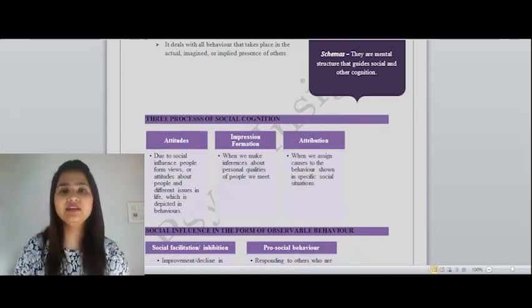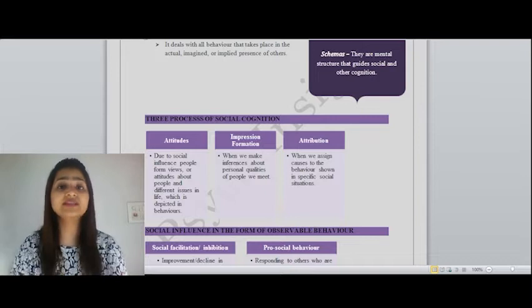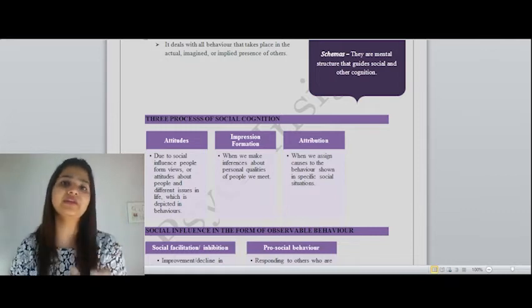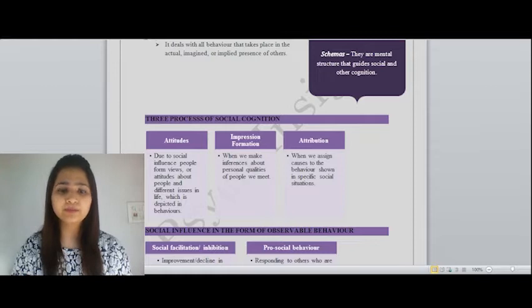And in our day-to-day life, we do a lot of impression formation, we do a lot of attribution, we have various attitudes formed on various attitude objects. Attitude object is basically the topic on which we are trying to understand your attitude. You are very frequently going to get this term in the chapter ahead.